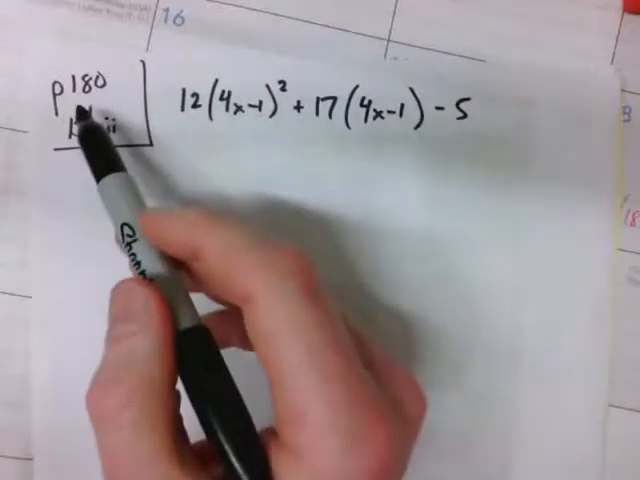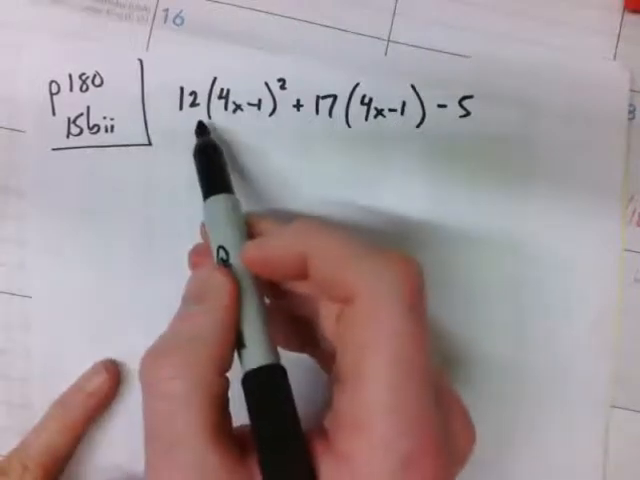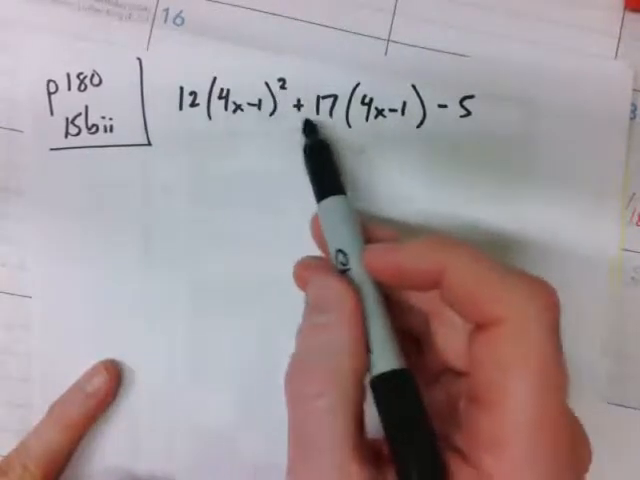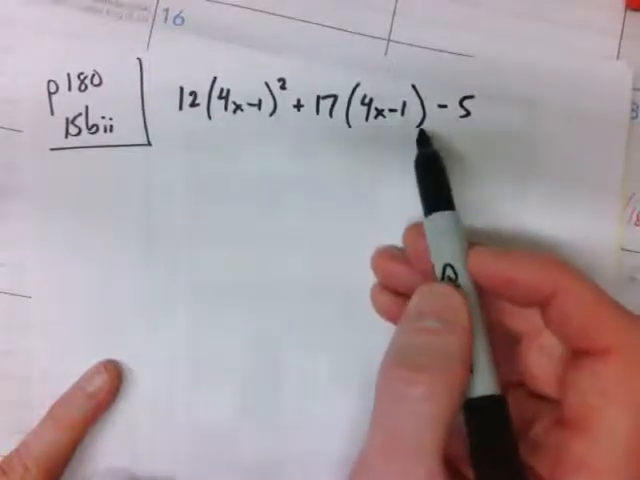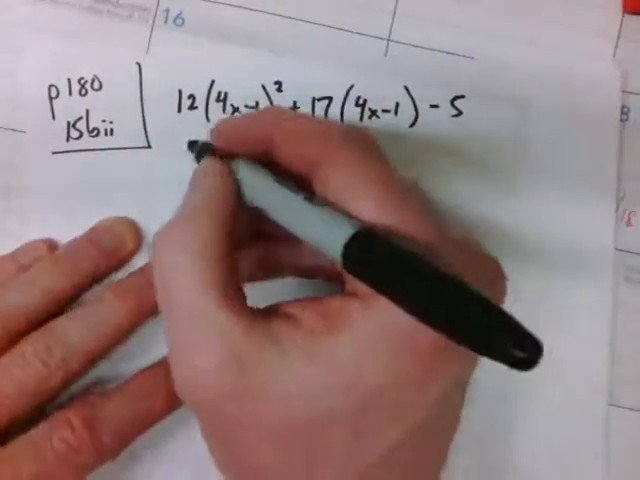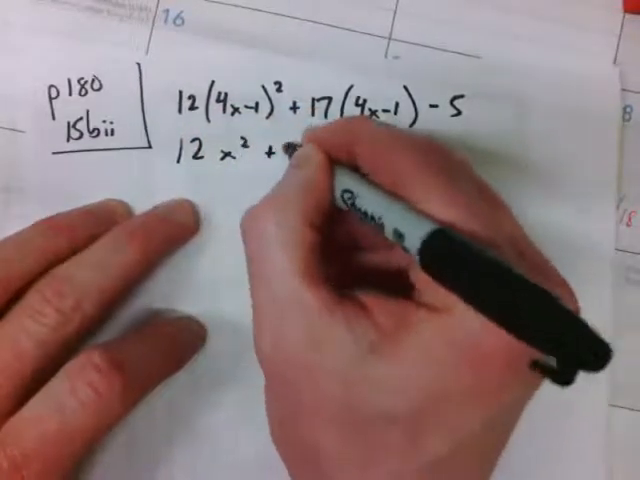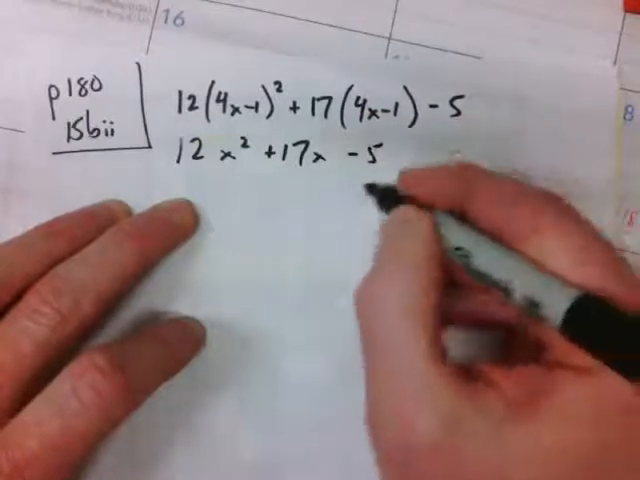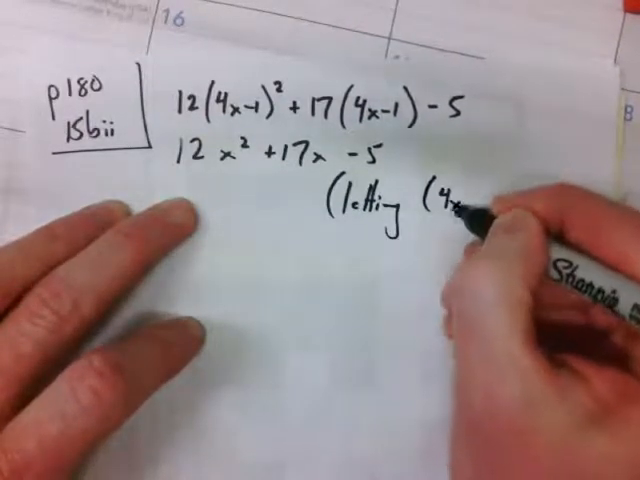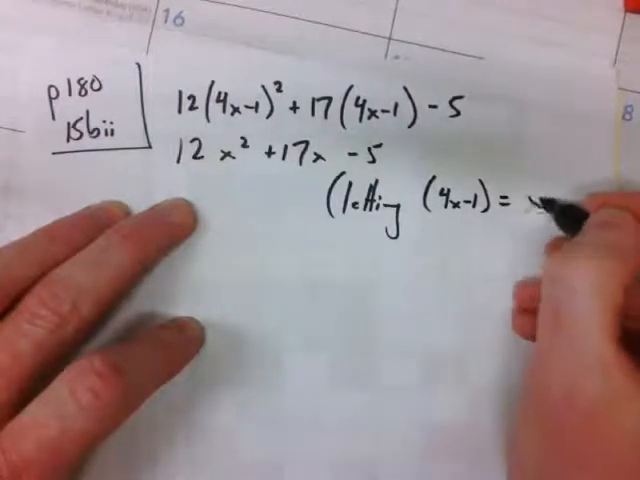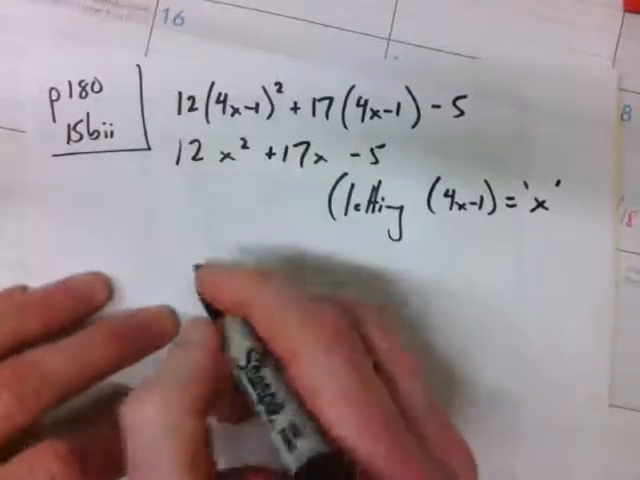This is page 180 from yesterday's homework, 15b II. We have 12 times (4x minus 1) squared plus 17 times (4x minus 1) minus 5. 4x minus 1 is showing up twice. We can treat this like 12x squared plus 17x minus 5. We are letting 4x minus 1 equal x for now, just to make it simple so we can factor this bad boy.